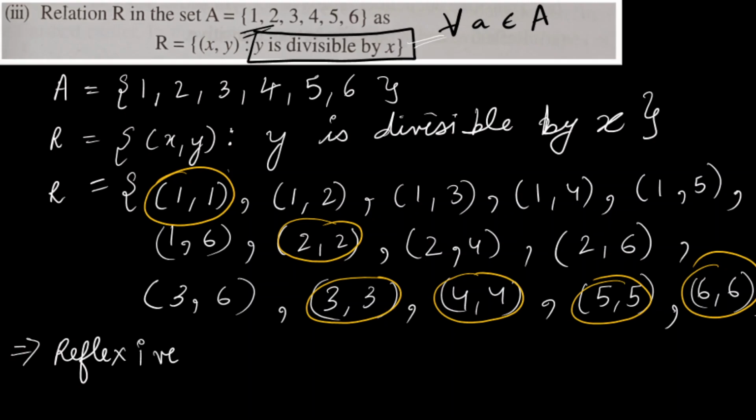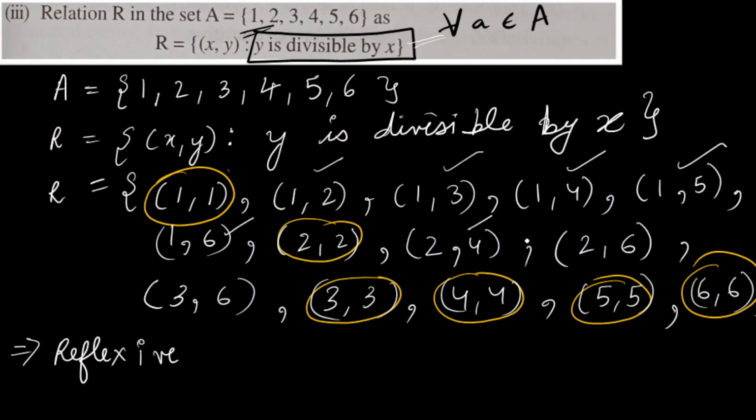Okay, now let's check symmetric. For symmetric, we'll check a few elements. See, 1 comma 2 is there, but I don't have 2 comma 1. I don't have 3 comma 1. I don't have 4 comma 1. I don't have 5 comma 1. I don't have 6 comma 1.